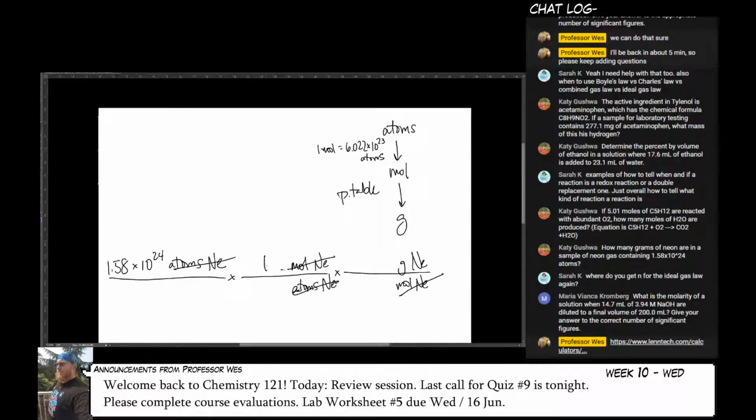Okay, how many atoms are in a mole? Avogadro's number. And then how many grams of neon are in a mole? Well, that's on the periodic table. I gotta actually get my periodic table. Let's see. And that is 20.18. And then we do the calculation. So 1.58 times 10 to the 24 times 20.18 divided by Avogadro. And I got 52.9 grams of neon.